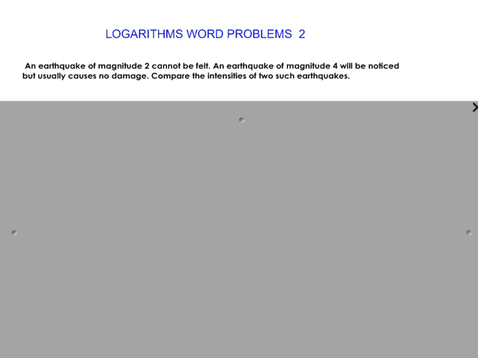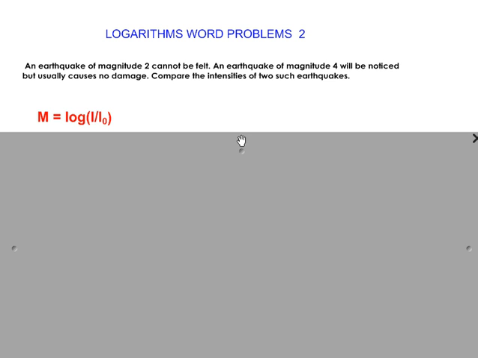Alright, part 2 of word problems with logarithms. The earthquake question. So we have the magnitude of 2, magnitude of 4, and we have to compare the intensities. To solve this problem, we are going to use the magnitude of the earthquake formula. So this is the formula that will be applied here.